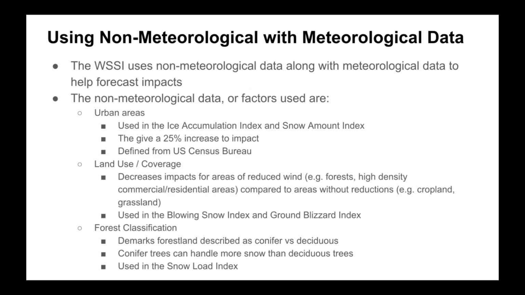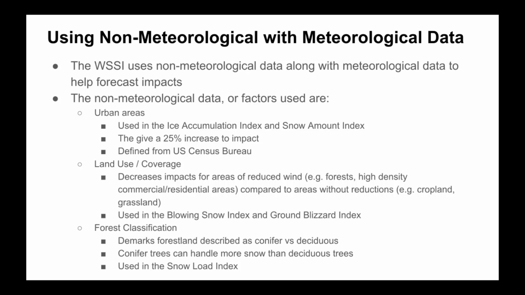Using non-meteorological with meteorological data, that is something that I wanted to highlight a little bit more as well. So the WSSI uses non-meteorological data along with the meteorological data to help forecast impacts. The non-meteorological data that we use, first off, is urban areas, which is used in the ice accumulation and snow amount index. And that gives a 25% increase to the impact, and those regions are defined from the U.S. Census Bureau data that was last updated in 2018 based on the American Community Survey.